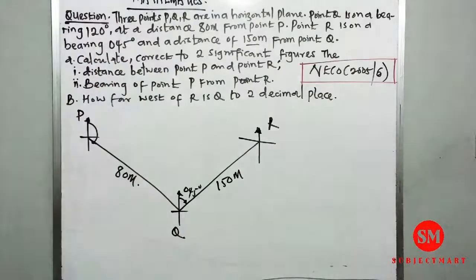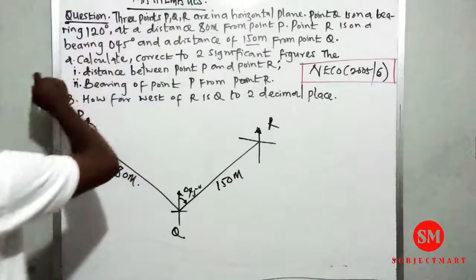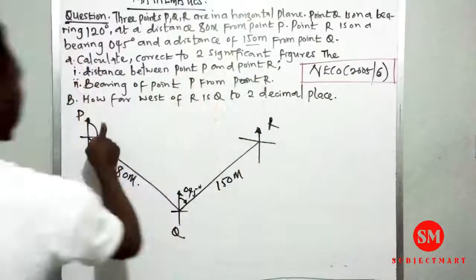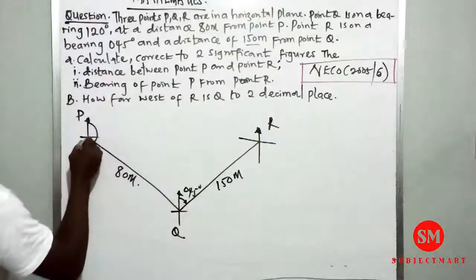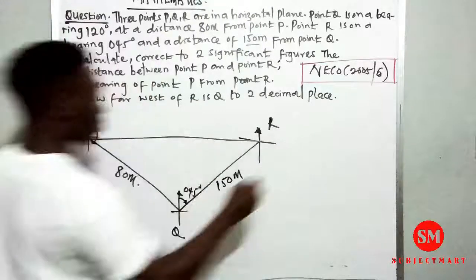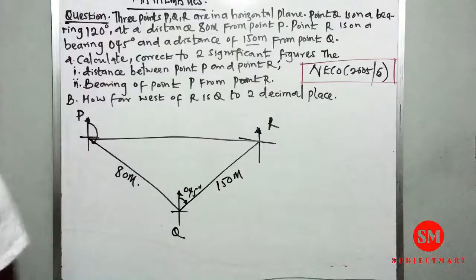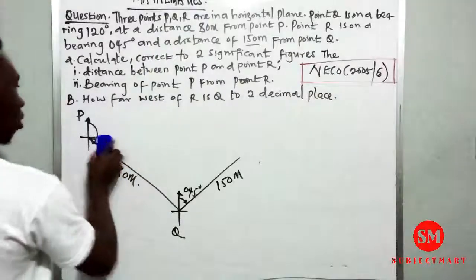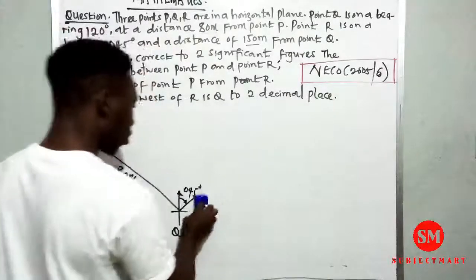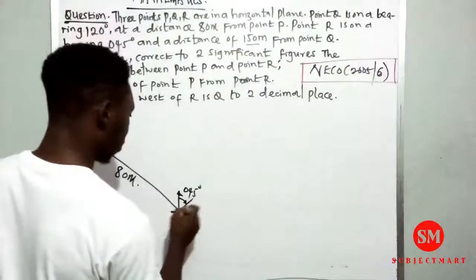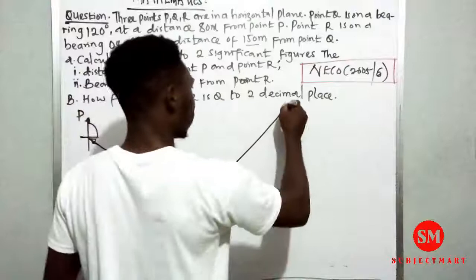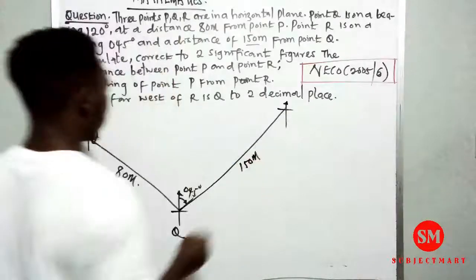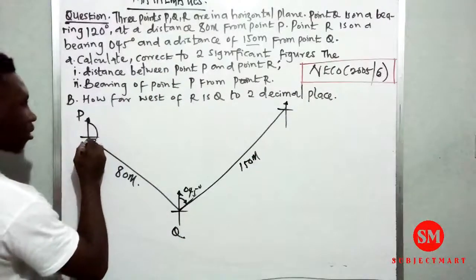Now they said calculate, correct to two significant figures, the distance between P and R. This is point P, this is point R, so let's join them. Please, the diagram is not drawn to scale. So this is 150 meters. This is 80, so can I connect this?